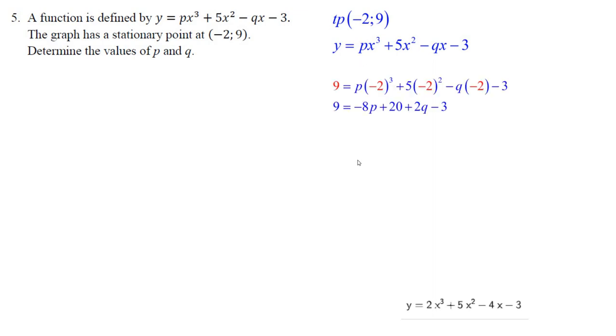Y equals px cubed, we've got that. So we can put -2 into the original equation. So instead of x, see that -2 coming up, we just work it all out. Well, that'll be -8p. That'll be 4 times 5 is 20. That'll be 2q. And then all we have to do is 20 minus 3 is 17. And then if we subtract 9 from 17, we're going to get 8.